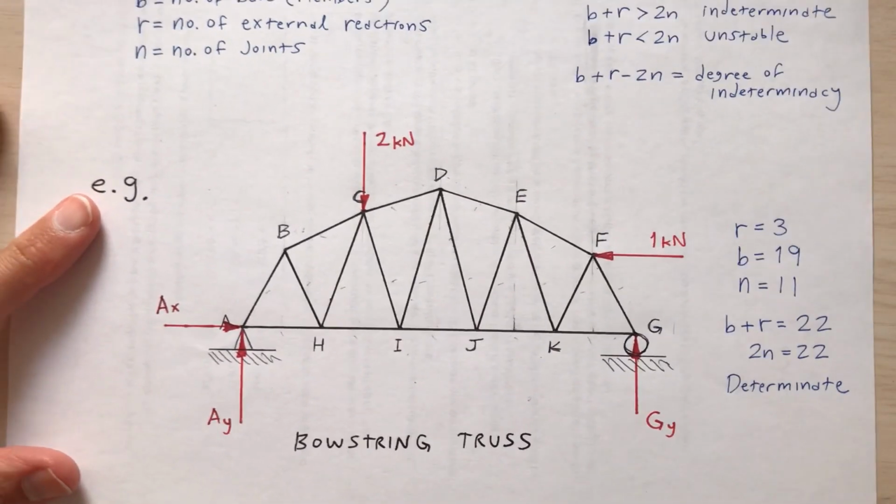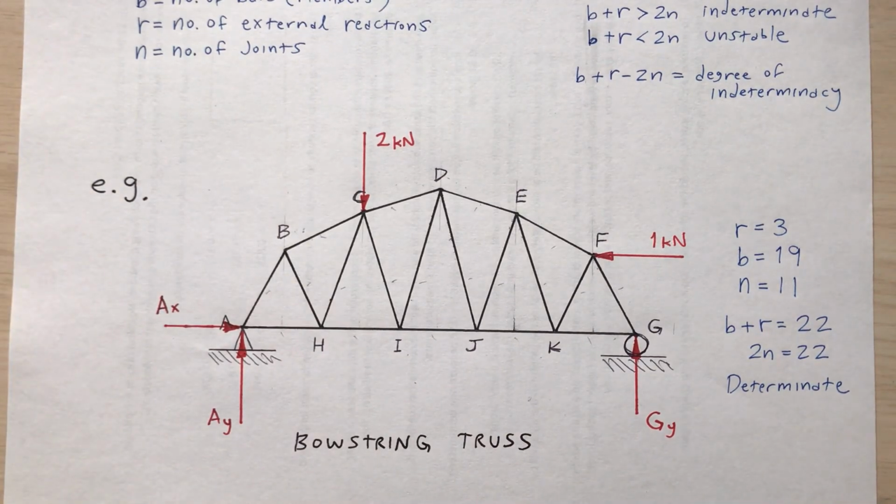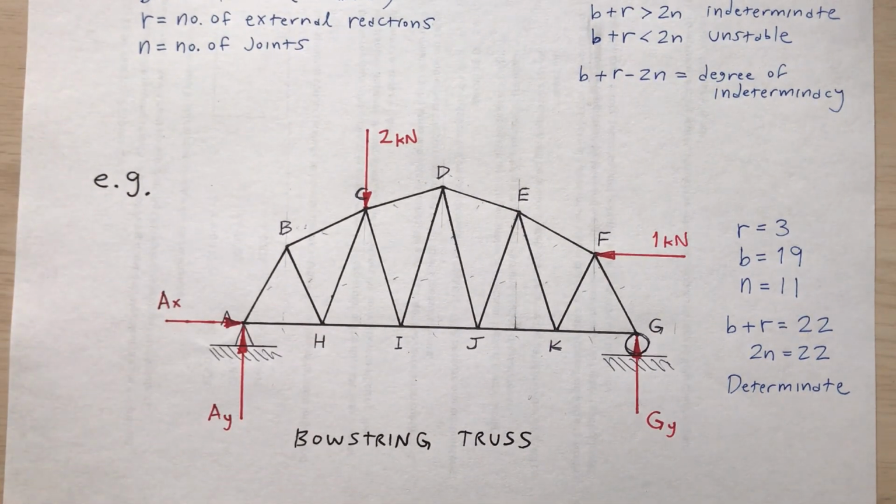Is it stable? Okay, so B plus R is equal to 2N. That's necessary, but not sufficient for stability. So even though I fulfill the requirements of that equation, that doesn't necessarily mean that it's stable. So stability is something that you can kind of tell by inspection. Can you imagine this moving, assuming that the equations of equilibrium are satisfied? Is there any way that this could easily collapse? It looks fairly stable. It does look stable. So I would consider this a stable truss.